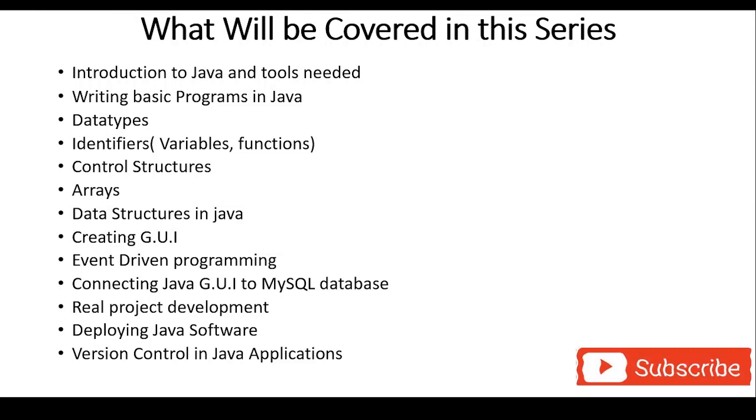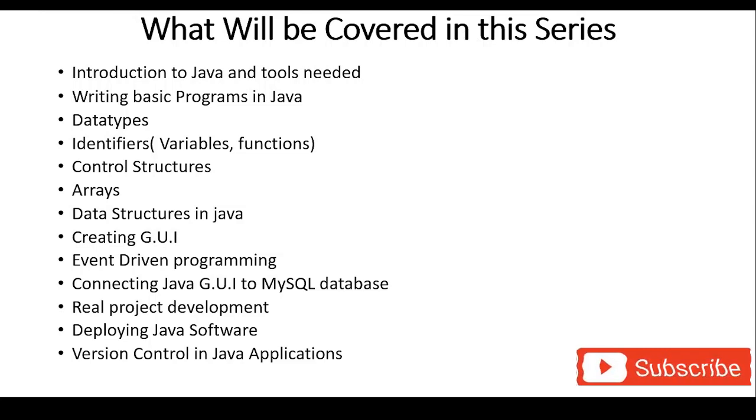So the course content that we are going to cover in this particular series include introducing ourselves to what is Java and the tools that we need. We are going to write basic programs in Java, and this one will actually be covered in this part one of this series. Then we shall talk about data types, then identifiers. In this case, we shall talk about variables and functions. We'll also talk about methods and how they are created. Then we shall go ahead and talk about control structures. We shall talk about arrays. We shall talk about data structures in Java.